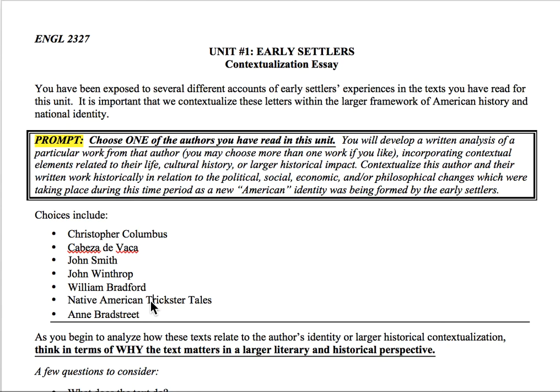And then secondarily, you're going to be incorporating elements about the situation surrounding the text. So you're going to talk about the biography of the author, the historical situation, and why that work matters. You're going to be contextualizing the author and their work in relation to the changes which were taking place during this time, the political, social, economic, and or philosophical changes that were creating what we now know as the American, quote-unquote, American identity.